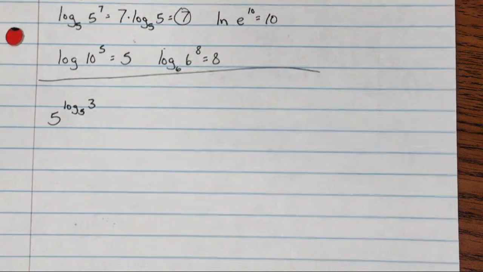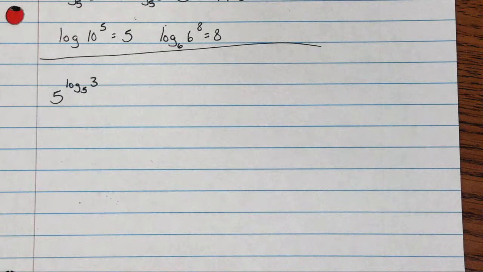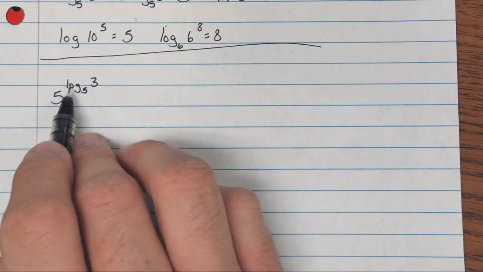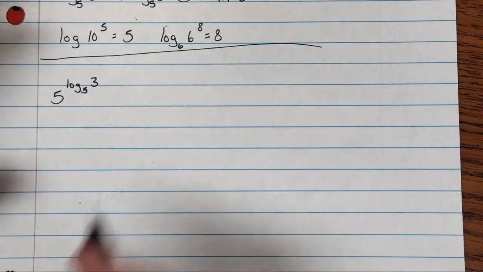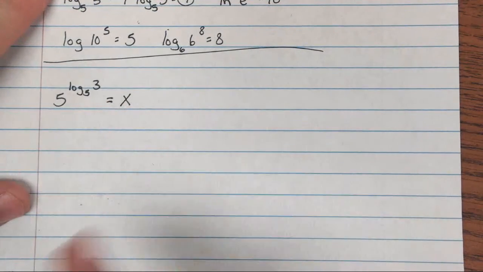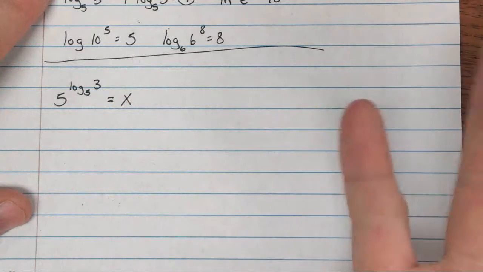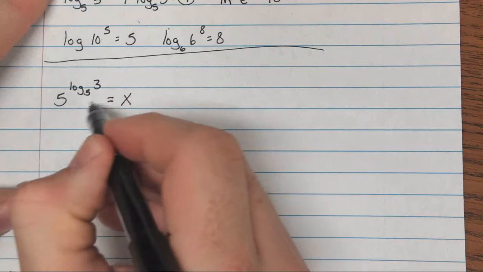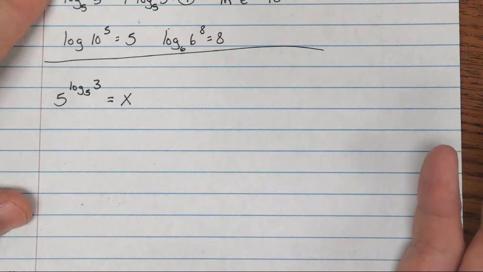Okay. The second inverse rule is not as easy to see, but I bet you can guess the answer already. 5 raised to the log base 5 of 3. Your second inverse rule, here's how we're going to do it. I don't know what this is. The first time I work through this is going to be kind of your proof of why this works the way it does. I'm going to try to figure out what this is equal to. So I'm going to say equals x. I don't know what it is.